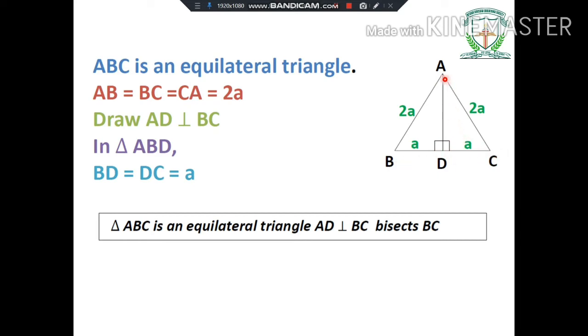According to the property of equilateral triangles, the perpendicular drawn from the vertex to the opposite side bisects the side. Therefore, AD is the perpendicular from A to the side BC. Therefore, BD is equal to DC. You know, each side is 2A. Therefore, BD is A. DC is also equal to A.